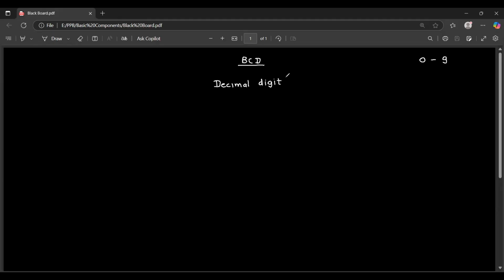So we know there is a decimal digit. It's like when converting from hexadecimal to binary or octal to binary, we had a table, right? Similarly, we also have one for the binary coded decimal digit and binary code. We are coding decimal in binary, so that's why it's called binary coded decimal. We know in decimal we have 10 digits from 0 to 9. Let me write them down: 7, 8, and 9.